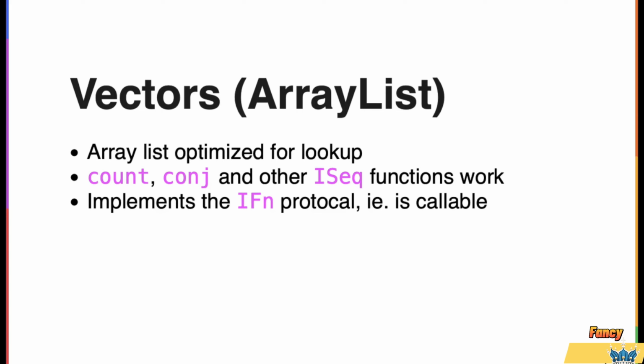Vectors are conceptually similar to lists, but in terms of implementation, they are an array list and not a linked list. An array list is a list where each element has an index. This makes vectors efficient for lookups. All these sequence functions like count and conj will work with vectors because vectors also implement the ISeq interface.